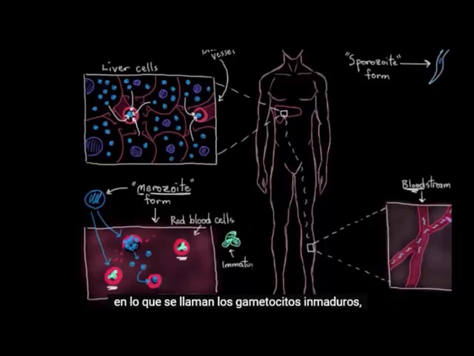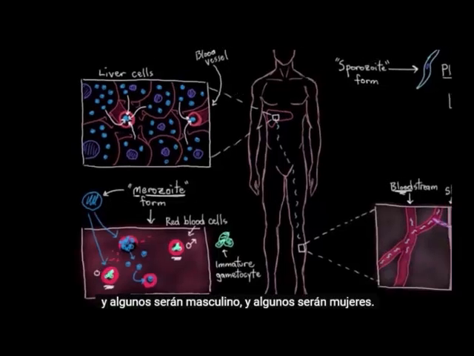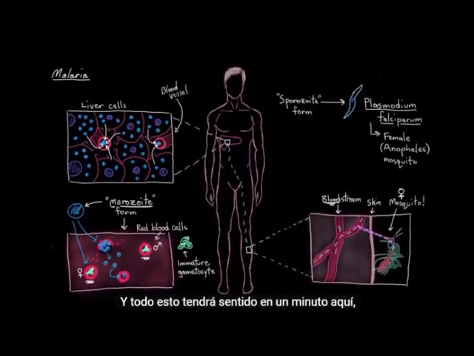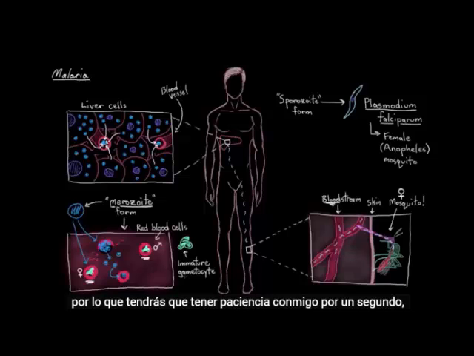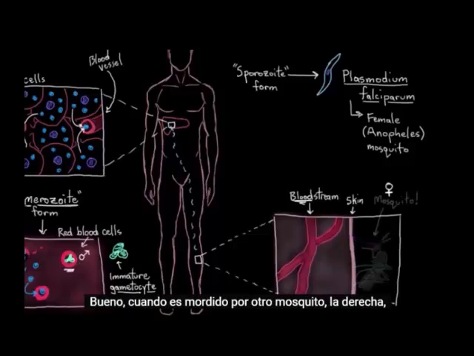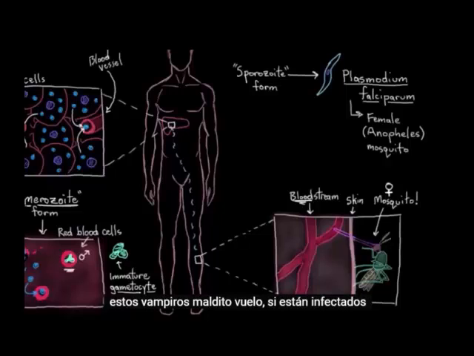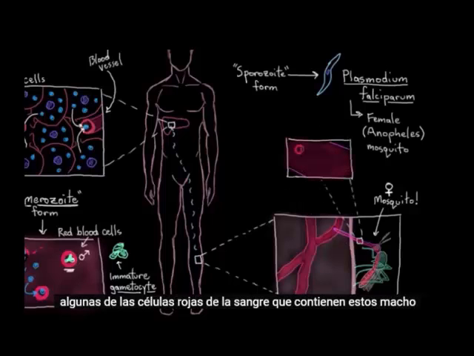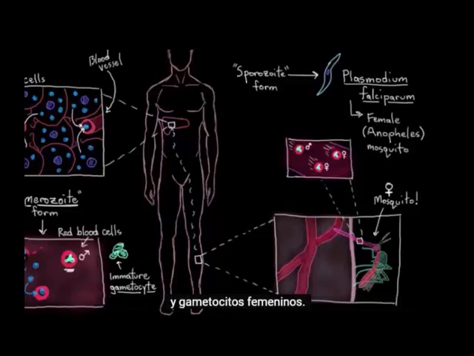into what are called immature gametocytes, and some will be male and some will be female. And this will all make sense in a minute, so you'll just have to bear with me for a second, and you'll see what these gametocytes do. So what happens now? Well, when we get bitten by yet another mosquito, these darn flying vampires, whether they're infected or not, there's a really good chance that while they're siphoning up our blood, they're going to suck up some of the red blood cells that contain these male and female gametocytes.